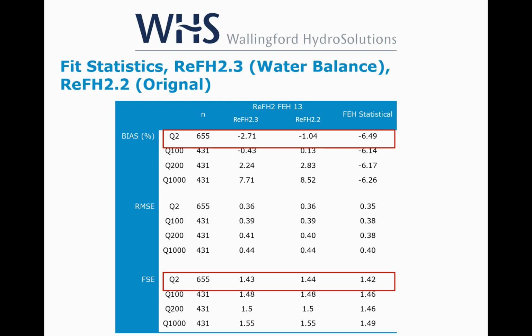We can see that the performances are relatively similar. ReFH2.3 and 2.2 are fairly similar in terms of the bias, slightly higher for ReFH2.3, but it also has a slightly lower FSC. The FEH statistical method has got a higher bias, but a lower FSC. And we also find that these results can be quite sensitive to which data sets you're using to develop those fit statistics. So this is the results of our rural model.